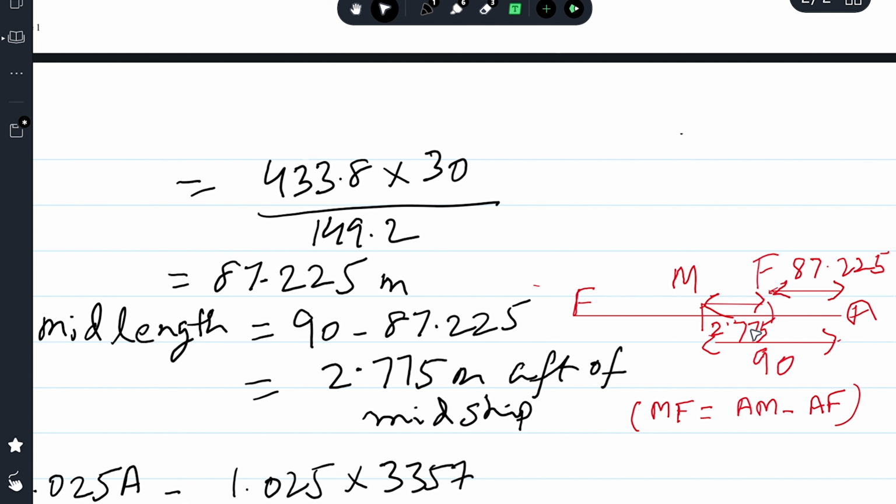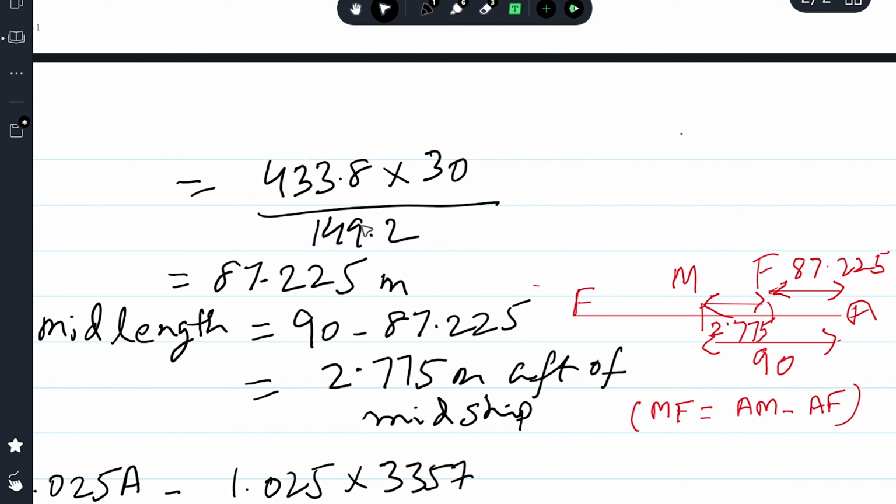A small line can be drawn, and it is very simple to write the correct answer. So here I needed MF, center of flotation from midship. So AM minus AF. AM was 90 meter, AF, which I found, 87.225, I got MF 2.775, and it is aft of midship. So 2.775 meter aft of midship.